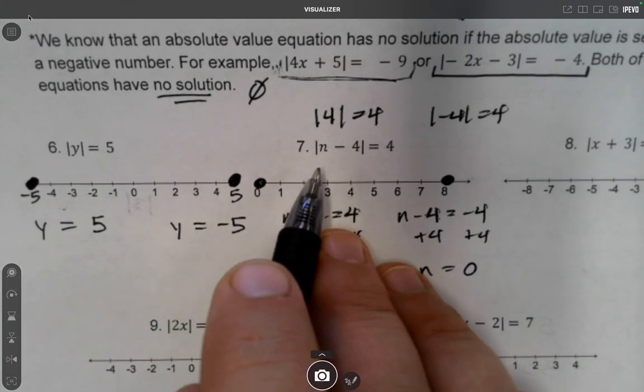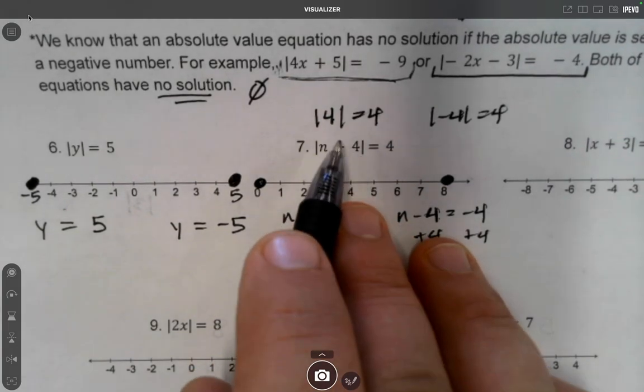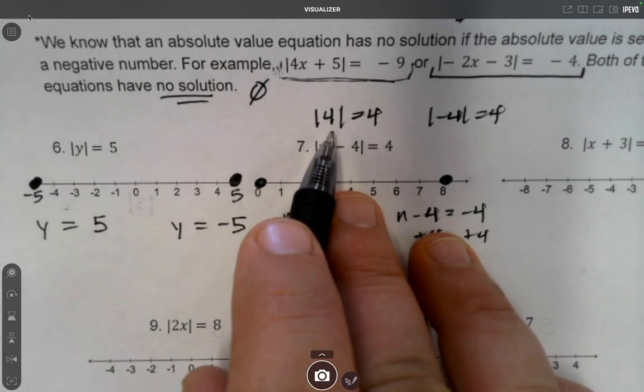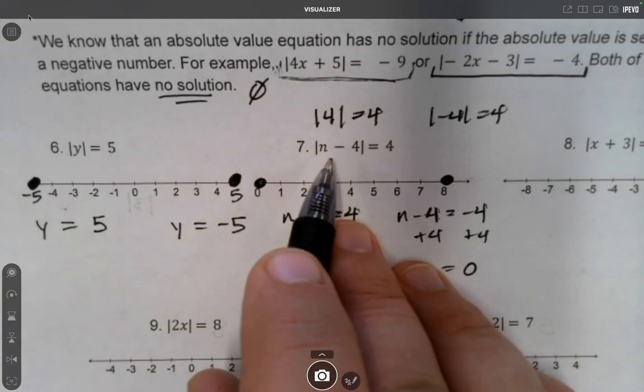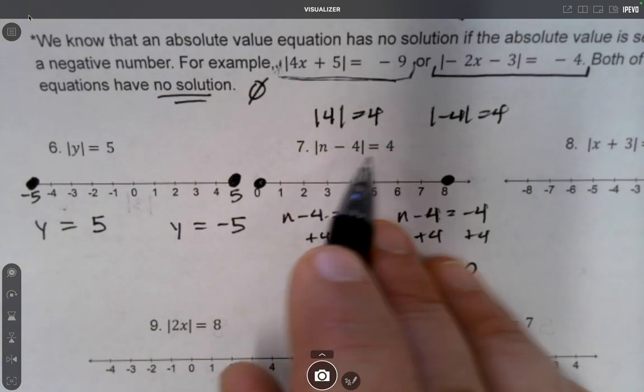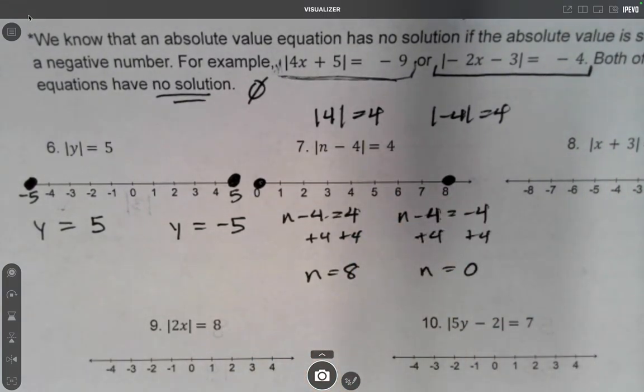So let's go back here and look for a second. If I plug in 8, I get 8 minus 4, which is positive 4. The absolute value of 4 is 4, so that works. If I plug in 0, 0 minus 4 is negative 4, and the absolute value of negative 4 is 4, so that one also works.